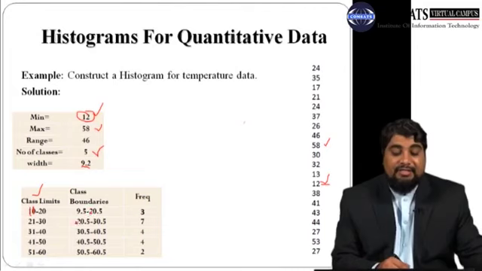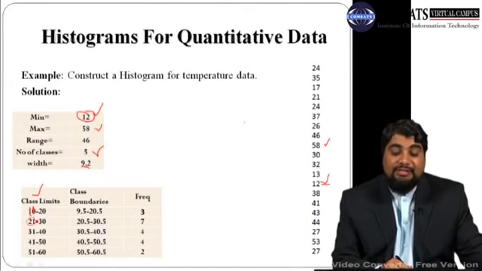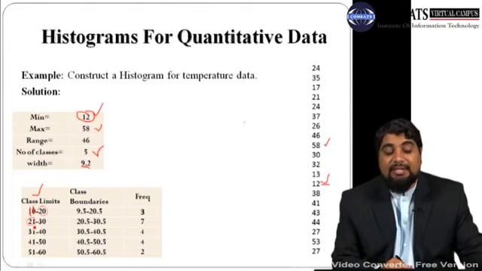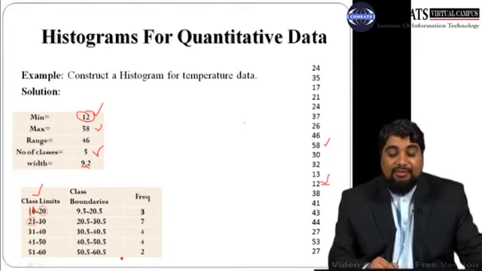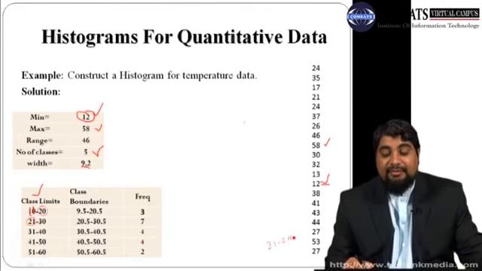In order to calculate class boundaries, just take the difference of the lowest boundary of the second class and the highest class limit of the first class. So just take the difference. It is 21 minus 20, which is actually 1. Divide this difference by 2. So 1 by 2 is 0.5.